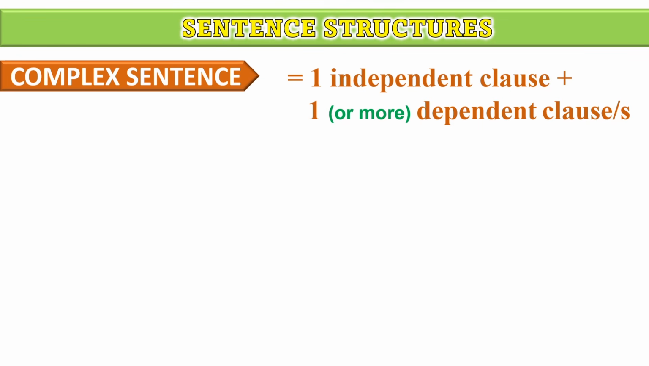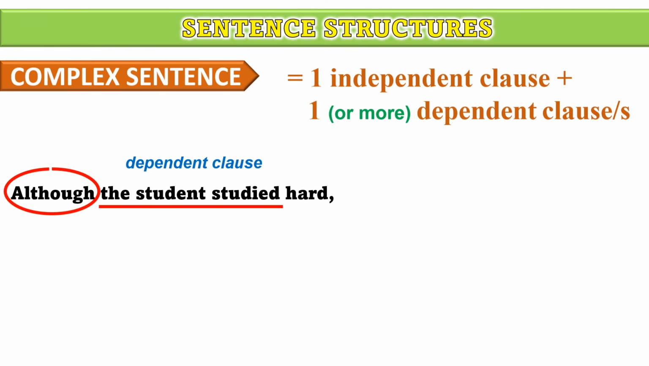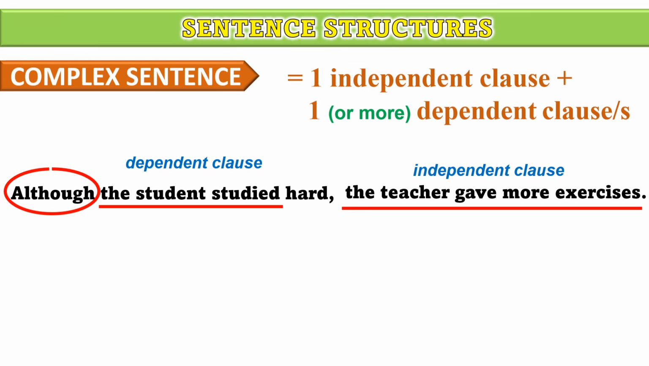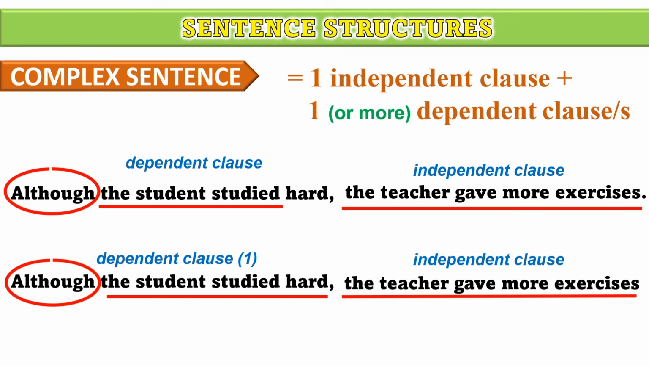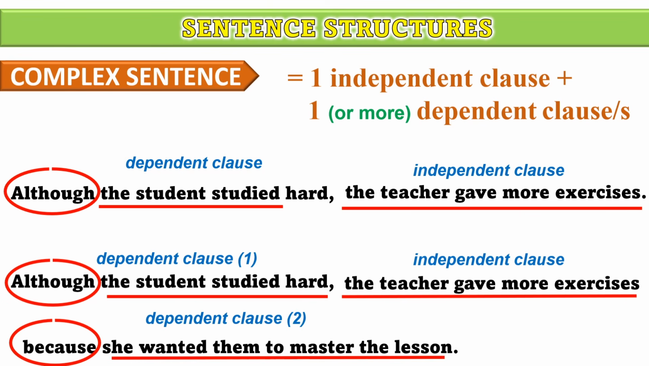Complex sentence consists of one independent clause plus one or more dependent clauses. For example, although the student studied hard, the teacher gave more exercises. Another example, although the student studied hard, the teacher gave more exercises because she wanted them to master the lesson.